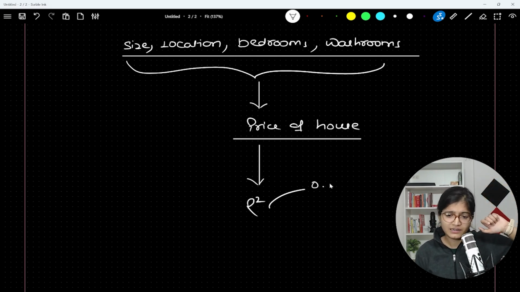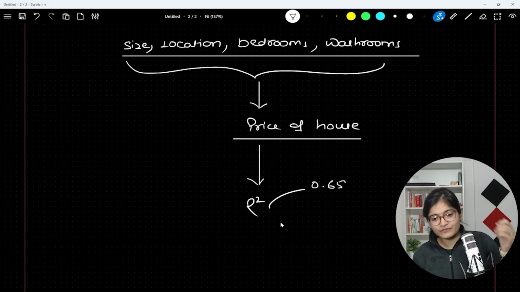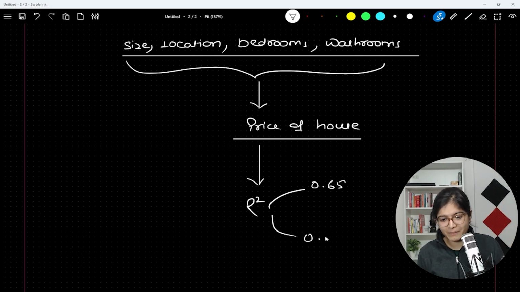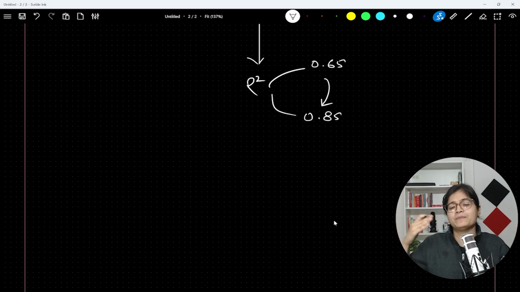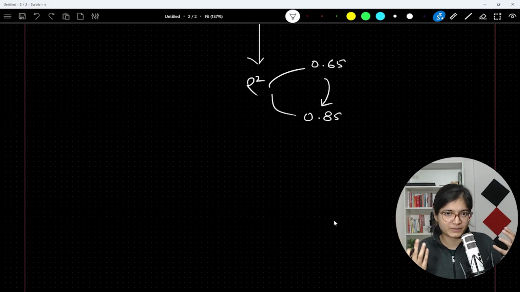Initially, let's assume when you are using a single feature, you are getting the value as, let's say, 0.65. I'm just giving a random number. By increasing these many features, your value of R square might increase from 0.65 to 0.85 or 0.75. Means there is an increase in the value of R square because the residual error will be reduced, and whenever you increase the number of features, it basically helps the model get a better prediction.